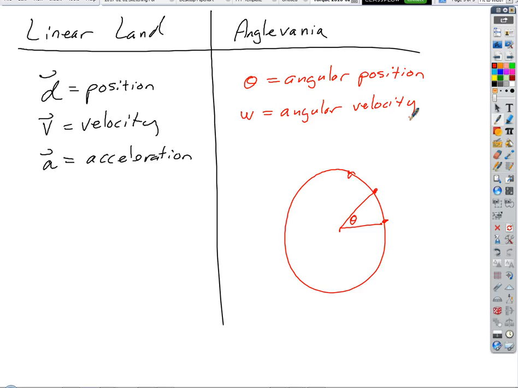Angular velocity, well, what do you suppose that's measuring? Velocity is measuring how much the position is changing with time. What do you suppose angular velocity is measuring? Well, essentially, how fast is it spinning around the object? How fast is the angular position changing, right? And we're not going to spend a lot of time with this stuff.